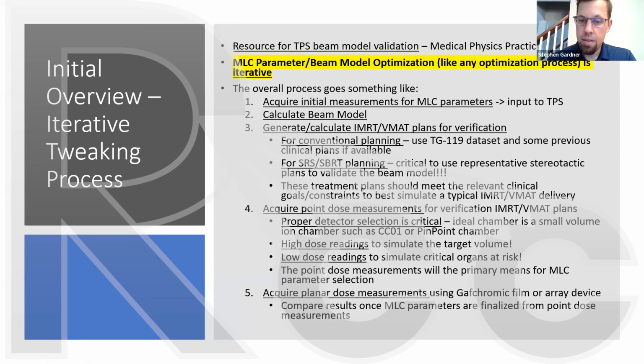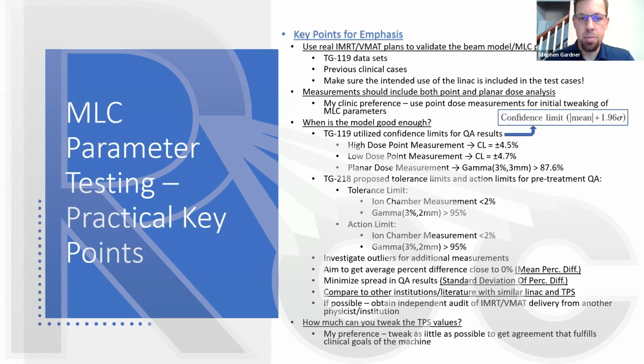And then we also have the planar dose measurements. We typically use Gafchromic film for this. You can use an array type device like the MapCHECK, or even a portal dosimeter can be used in this regard. Okay, so that's just an overview of how the tweaking process can work, or the overall process for putting a model in, and then also acquiring the measurements.